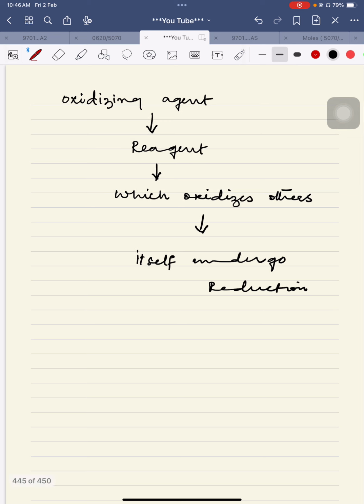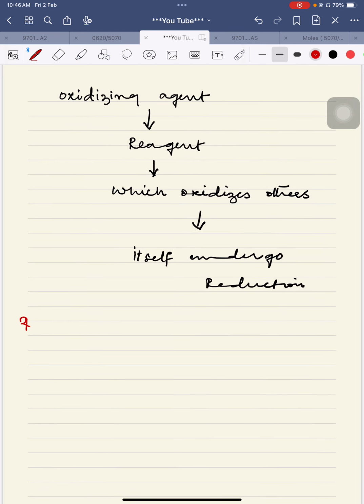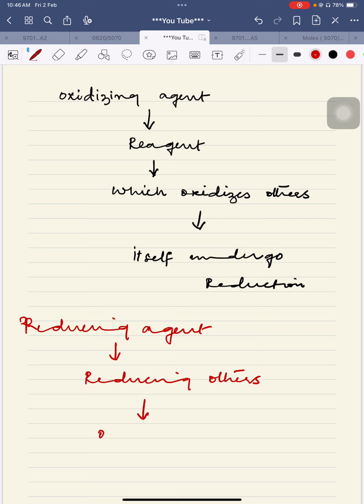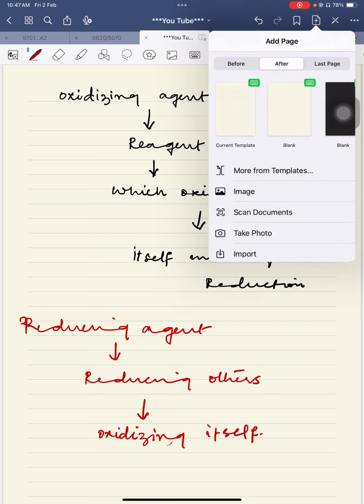Then what about the reducing agent? Definitely, a reducing agent is reducing others. And we can say that it is itself oxidizing itself. Okay, how is it happening? Look at the next page.